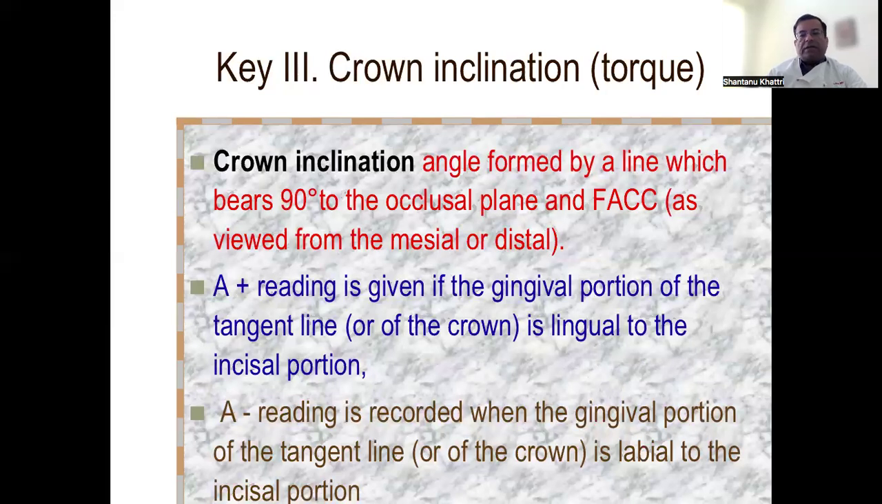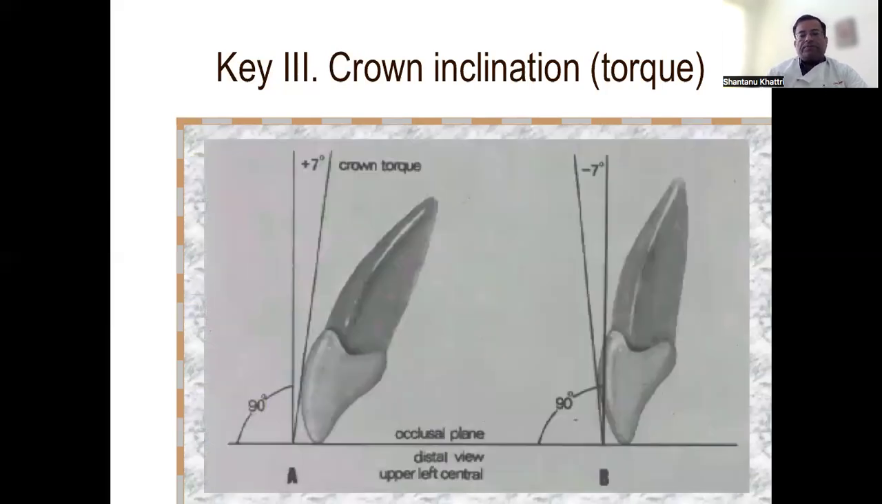Key 3 is crown inclination, that is, the torque. Crown inclination is the angle formed by the line which bears 90 degrees to the occlusal plane and the FACC as viewed from the mesial or distal surfaces. A positive reading is given if the gingival portion of the tangent line or the crown is lingual to the incisal portion. A negative reading is recorded when the gingival portion of the tangent line or of the crown is labial to the incisal portion. So this is what positive torque and negative torque mean.